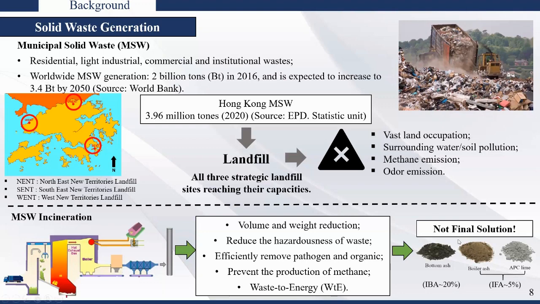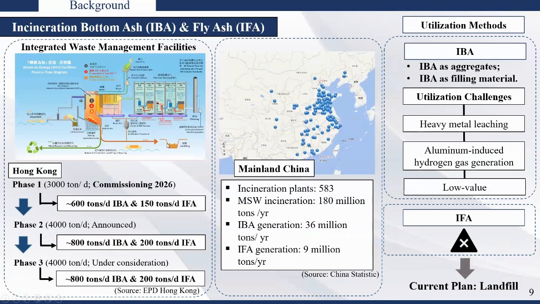But this is still not the final solution due to the generation of IBA and IFA, around 25% of the original weight of MSW in total. I won't go into too much detail on this, but in Hong Kong, a new incinerator will start commissioning in 2026. This is phase 1, and we plan to have 3 phases in the future. In the near future, we're going to have more than 2,000 tons of IBA and more than 500 tons of IFA generated every day. And the current plan again is landfill.